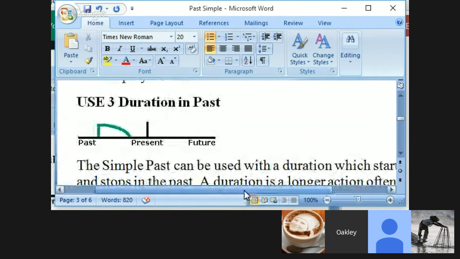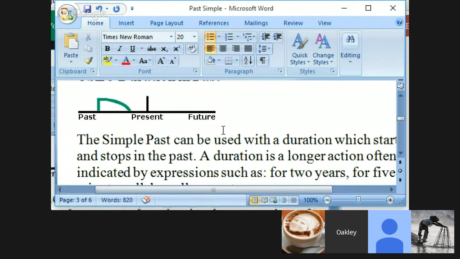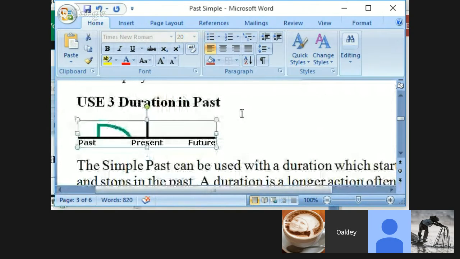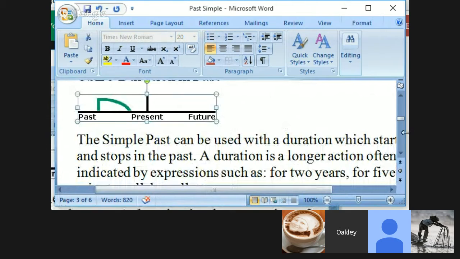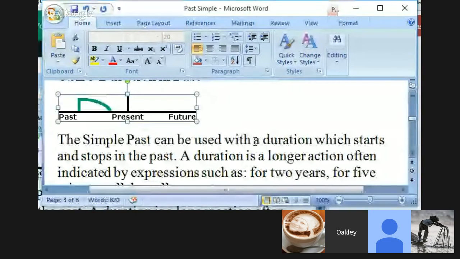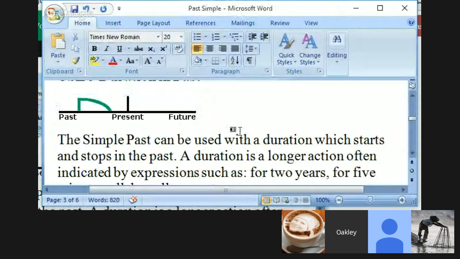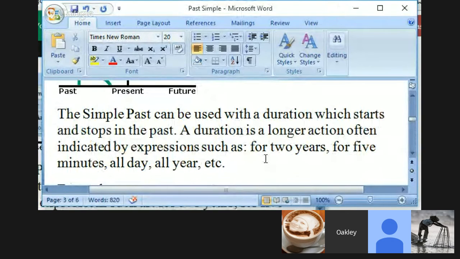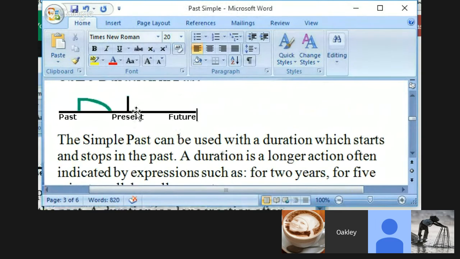All right. Let's look at another possible use of the simple past. It can be used to show duration. Now, of course, normally when we think of showing duration, we should be thinking about using a continuous verb tense. However, occasionally it can be used to show duration with something that starts and stops. Again, it's finished, it's in the past. Looking at the diagram, it has no relationship to the present.